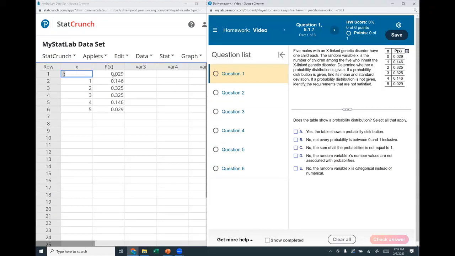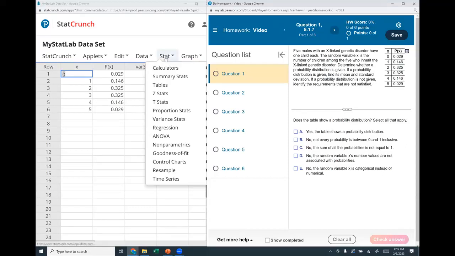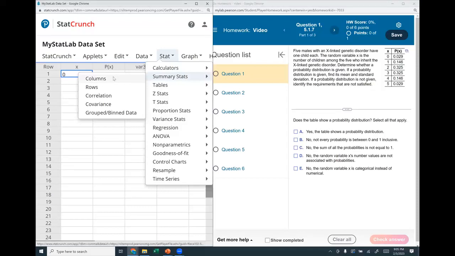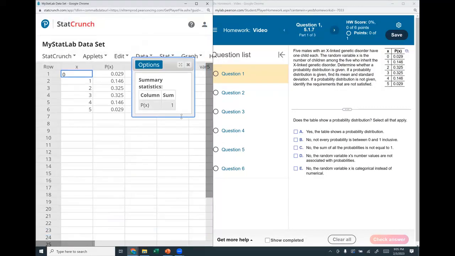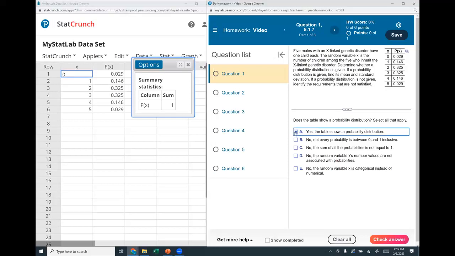do all these P of X's add up to 1? So I can go here to Stat, Summary Stats, Columns, and I want to know if all the probabilities, we just go to sum and hit compute, and there it is. They do sum to 1. So yes, this table shows a probability distribution. That's basically all we have to do, okay?